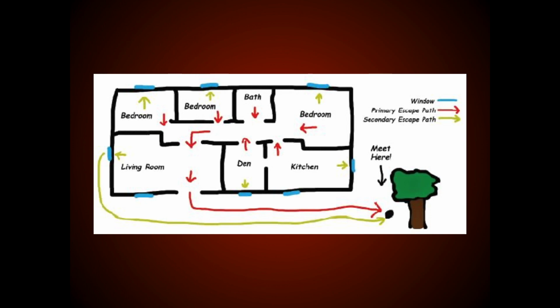Determine a meeting place and add it to your plan. Instead of picking something like a tree or your mailbox, let's choose your neighbor's house and make sure everybody knows which neighbor's house that is. Your plan should be simple and easy to read. You don't need to get too complicated or draw a perfect picture. Have your whole family participate and draw a good plan together.